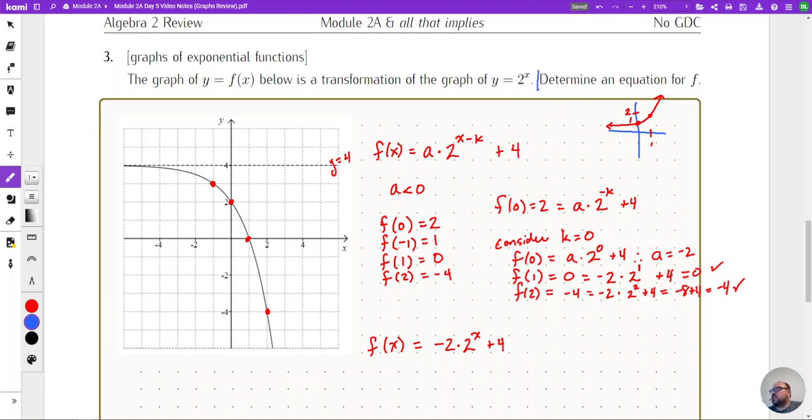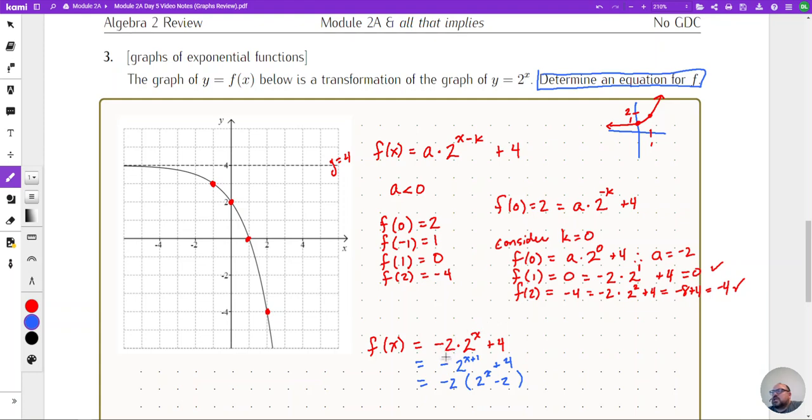Okay. Now, technically speaking, there's a number of ways that we could write this. That's why you see here that it's determine an equation, right? Because technically we could say that this is the same as negative 2 to the x plus 1 plus 4, right? That works for an equation. We could also say that this is equal to negative 2 times 2 to the x minus 2. That works as an equation as well. But we like to try and keep it simple so that we don't overcomplicate things.